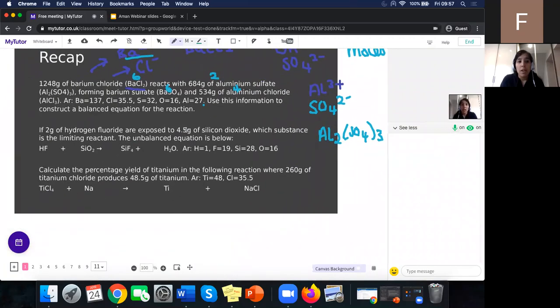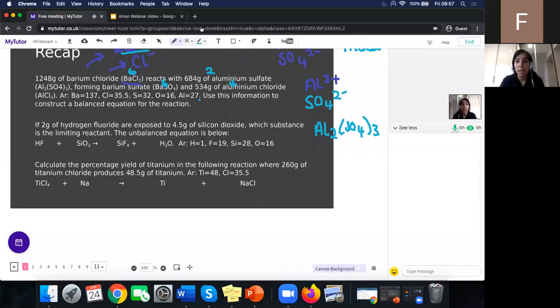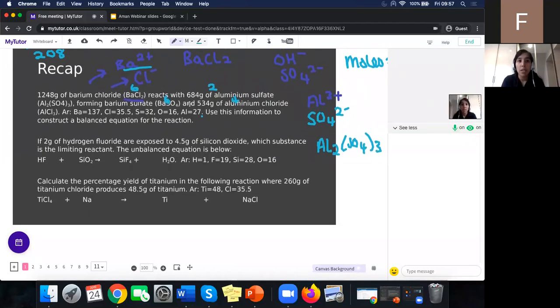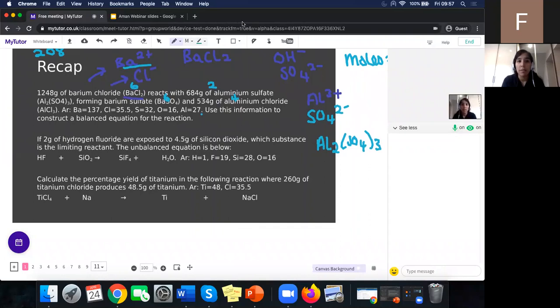If 2 grams of hydrogen fluoride are exposed to 4.5 grams of silicon dioxide, which substance is the limiting reactant? So does anyone remember how we calculate the limiting reactant? What do we need to do to calculate the limiting reactant? So we covered this on Wednesday. So to calculate the limiting reactant, we need to calculate the moles of both of the reactants and see if one is limited. Good, excellent.